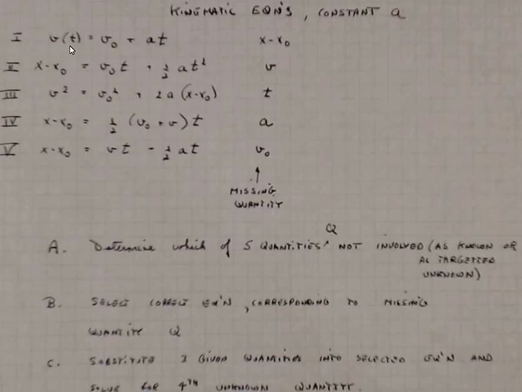So the first one is the equation describing v versus t. V as a function of time is equal to the initial velocity plus the acceleration times time. You should think of this as v naught being the y-intercept, a being the slope. This equation now, there's kind of two things to think about: the equation and the missing quantity from the equation. So this first equation is missing the displacement, x minus x naught.